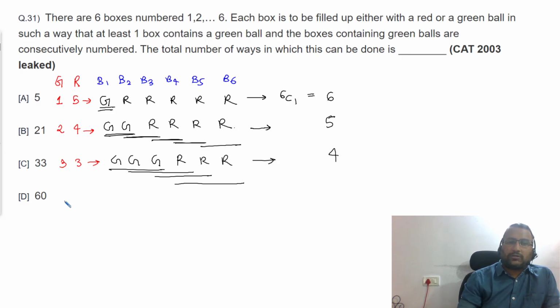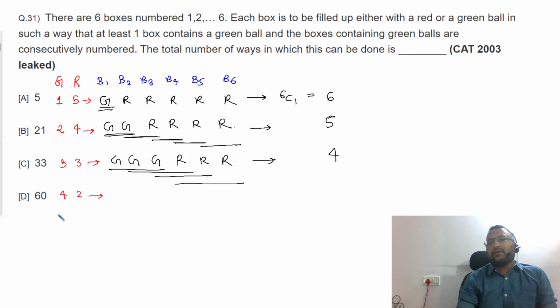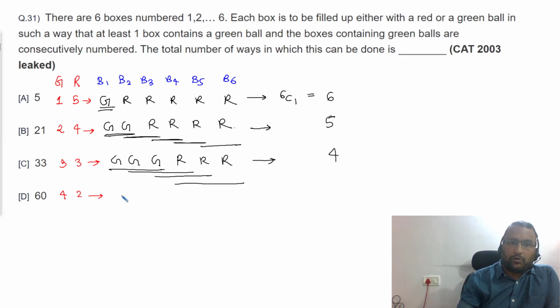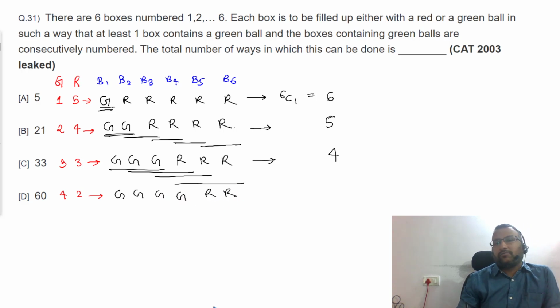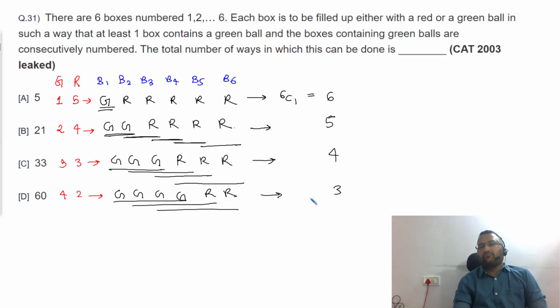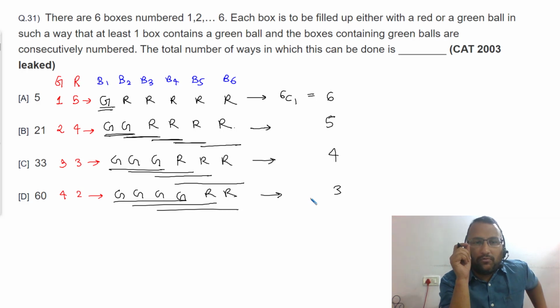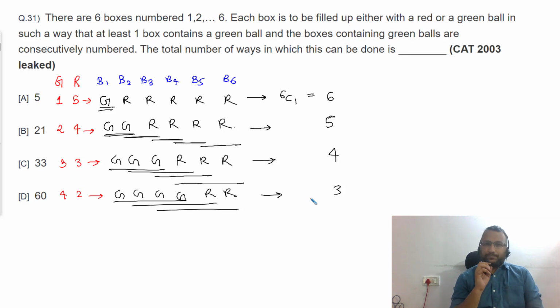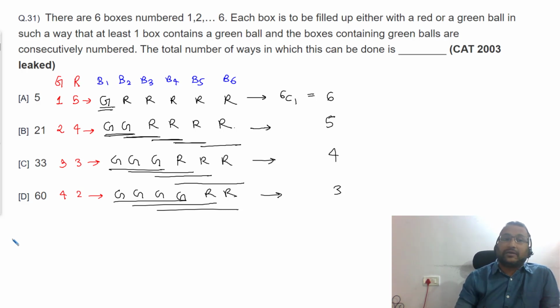Now let's say there are 4 boxes having green color ball and the remaining 2 boxes are having red color ball. Out of the total, 4 boxes we want green color, remaining 2 boxes red color. So we need to choose 4 consecutive green boxes. This is the first possibility, second possibility and third possibility. There are 3 possibilities in which you can put a green ball in 4 consecutive boxes. So likewise you need to make the cases over here.